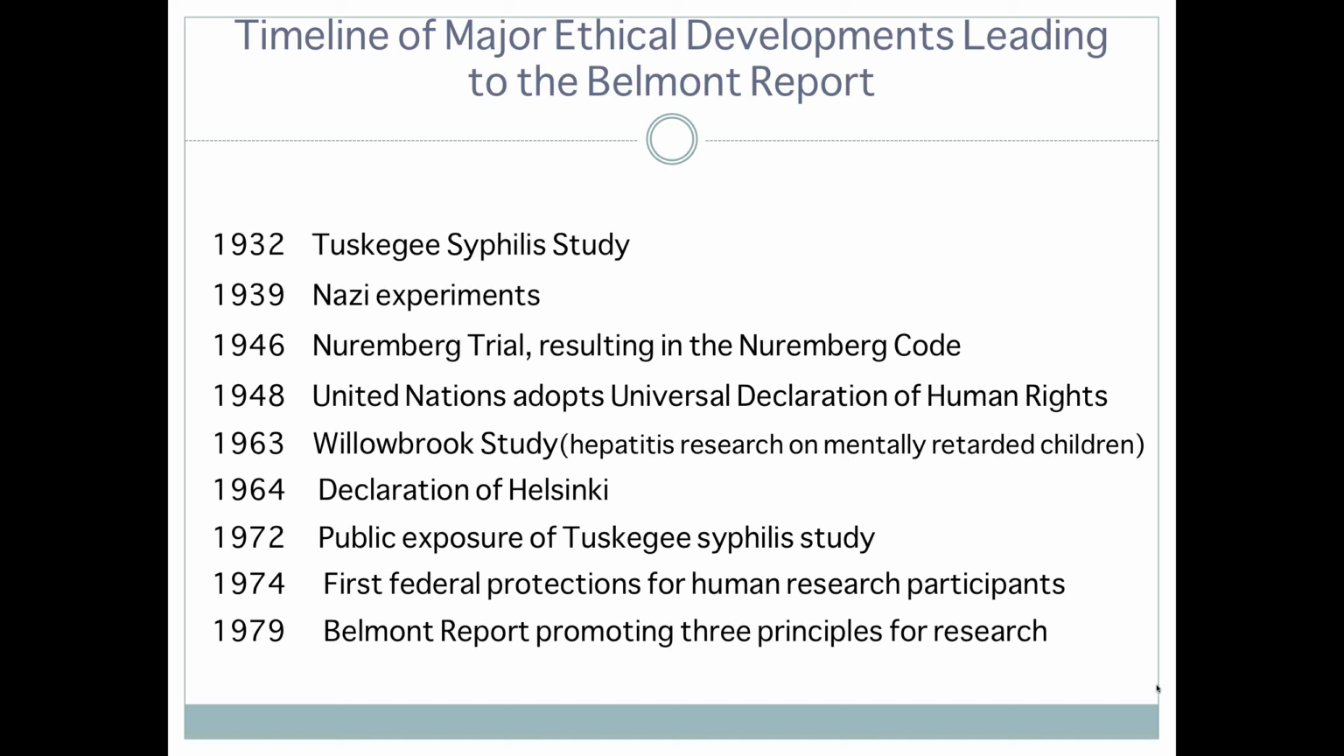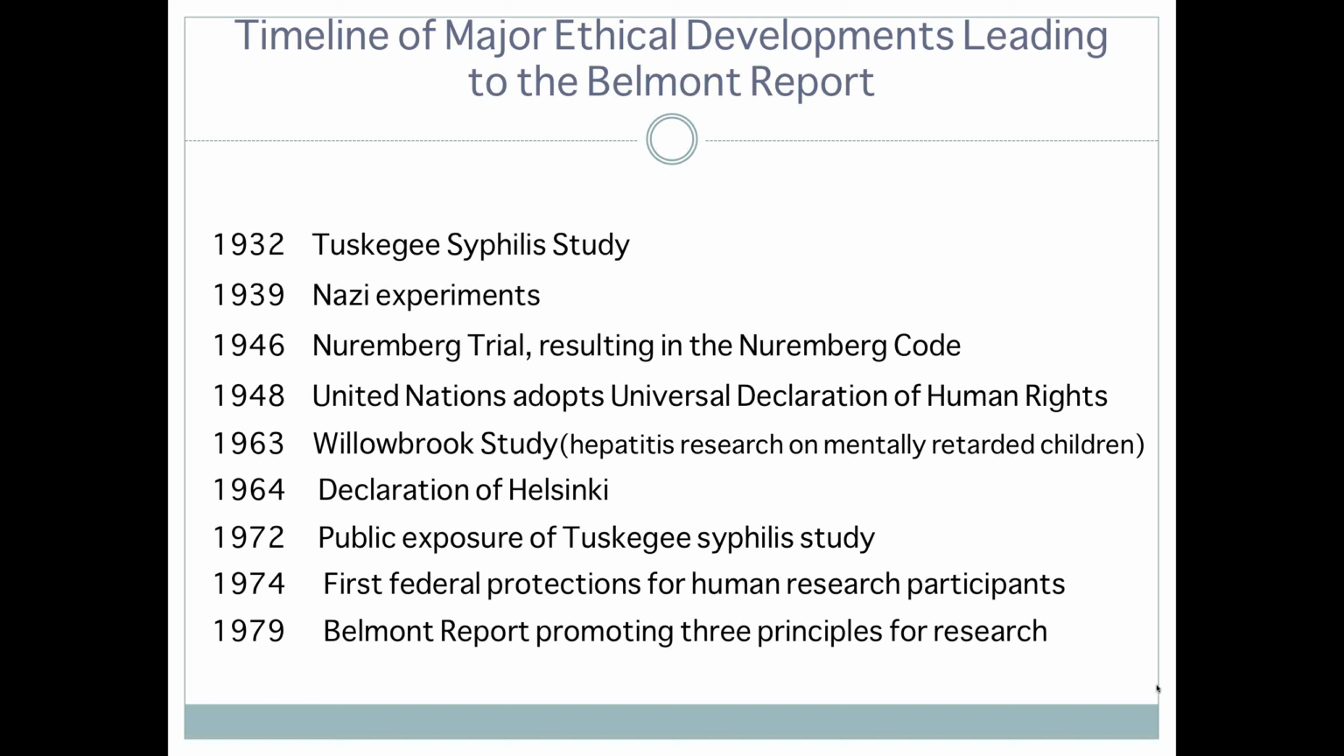And our timeline of what led up to the production of the Belmont Report starts in 1932 with the initiation of the Tuskegee syphilis study. We're going to talk a little bit more about the syphilis study because it has such an impact on the way that we conduct research. In '39, there were the Nazi experiments, and in '46, the Nuremberg trial concerning the Nazi experiments, which resulted in the Nuremberg Code. 2 years later, in '48, the United Nations adopted the Universal Declaration of Human Rights.